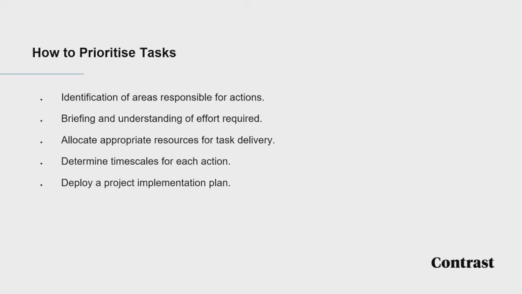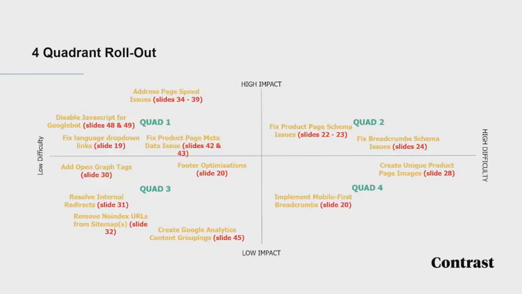So you'll be able to know, if I fix this from a technical perspective, that would have an impact in terms of my ranking, sort of quick wins into top performing keywords. So everything is very, very interconnected. And that is actually based on the Quadrant Roll-Out methodology. So you look at the higher impact, low difficulties versus higher difficulties.